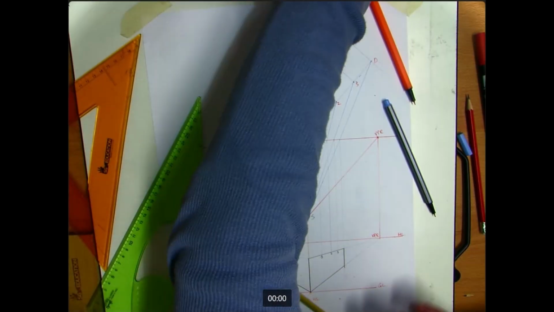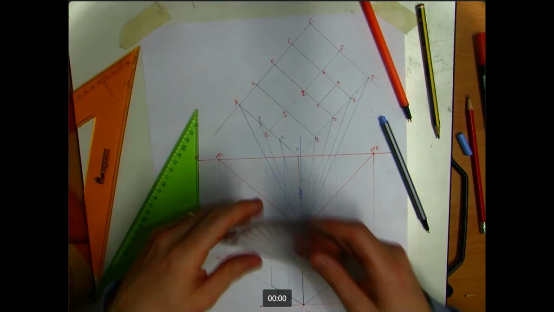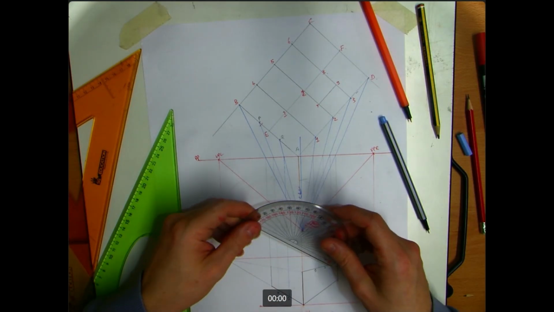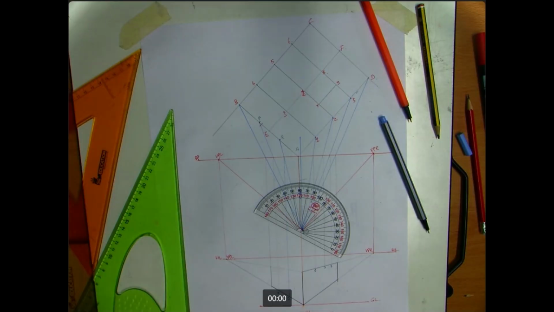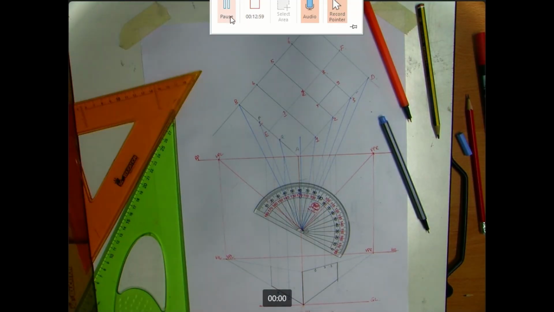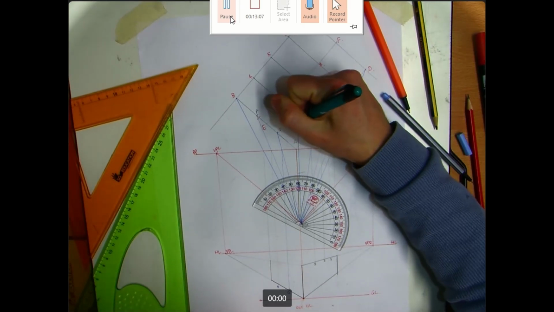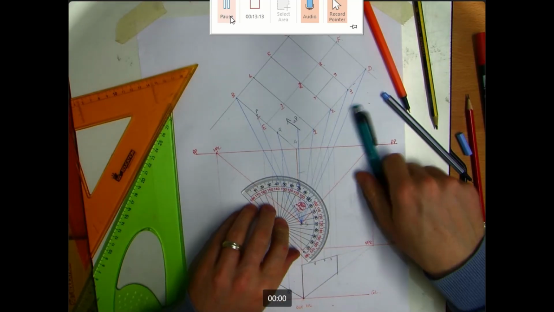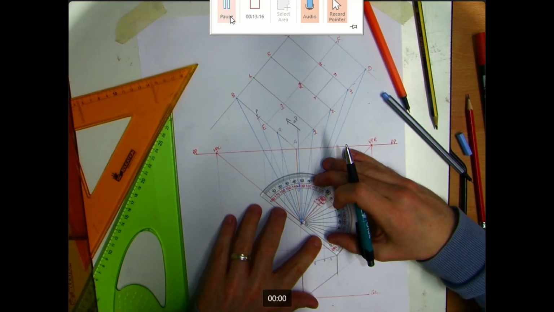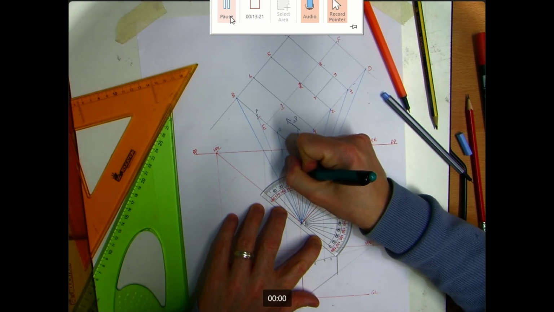Now, in order to get the auxiliary vanishing point, what I'm going to do is take the slope of 35 degrees. I am going to do the slope of the roof, so it's sloping uphill this way, as it's getting further away from you. Therefore it is an angle of 35 degrees, and I'll take my protractor and measure an angle of 35 degrees.